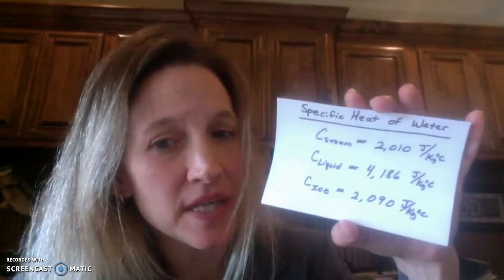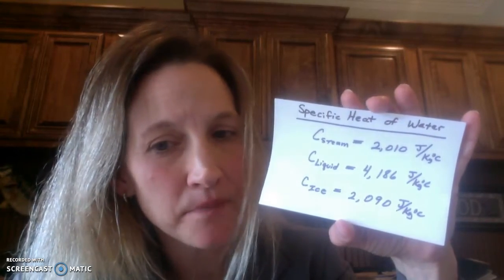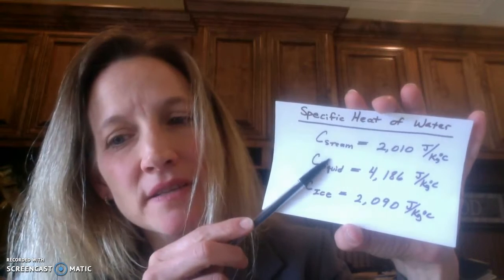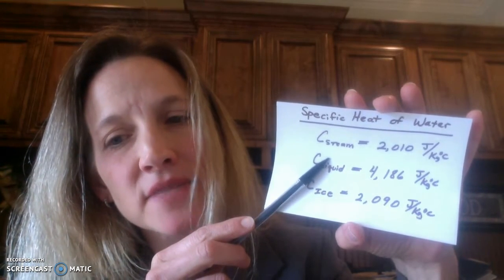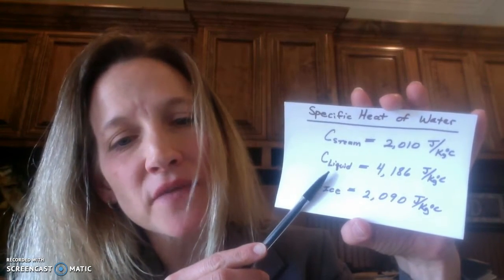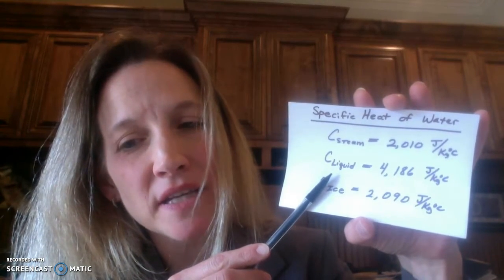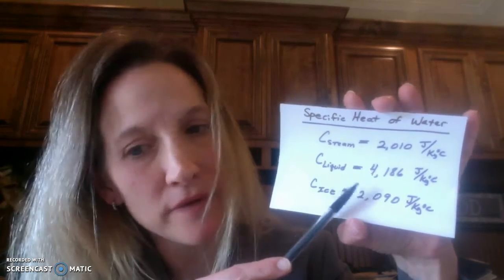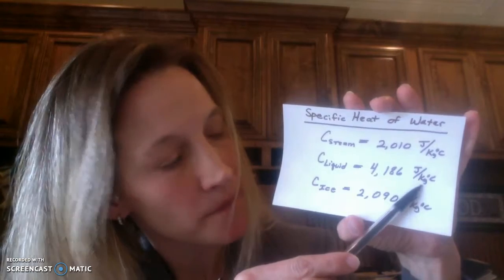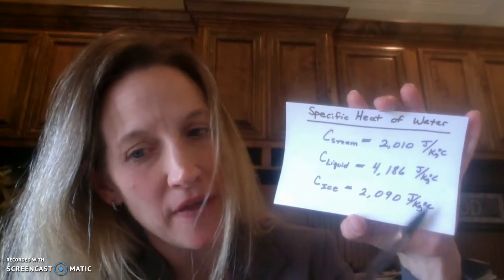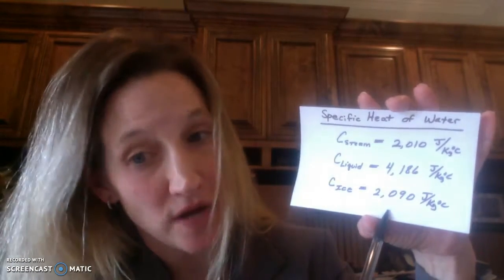The C, the students would have already covered this. So the C is a specific heat of steam, would be 2010 joules, the amount of heat it takes for 1 kilogram of steam to go up 1 degree Celsius. Specific heat for liquid water is 4,186. It takes that number of joules to go up 1 degree Celsius for 1 kilogram of liquid water. And the number is 2,090 for ice.